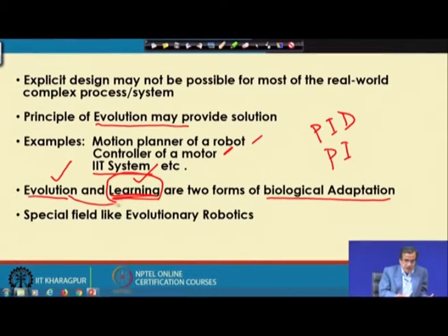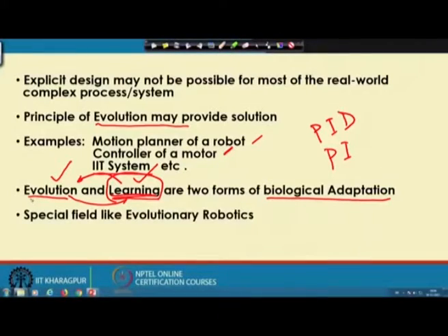So, evolution is going to help learning, and at the same time learning is also going to help evolution. They are going to help each other, and consequently it accelerates the rate of biological adaptation. The same principle we can use here in an artificial way to design and develop complicated systems or processes, and if you want to model them in a very efficient way, this is the way we should do.